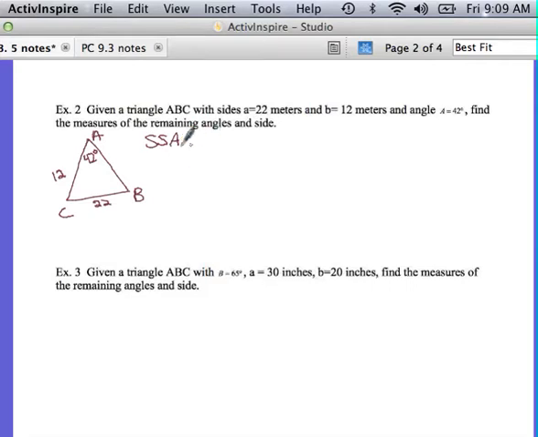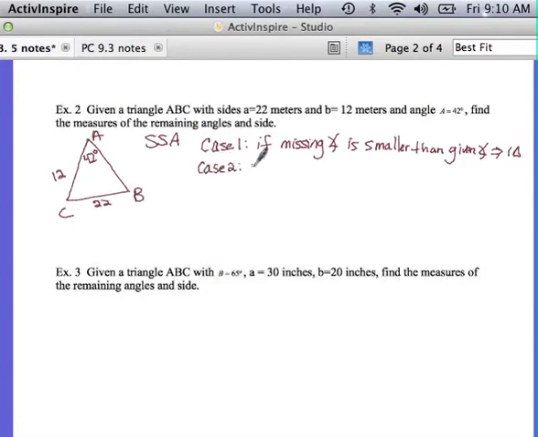If you have side-side-angle, there are 2 cases. Case 1, if the missing angle is smaller than the given angle, you're going to get 1 triangle. And you work through it with law of sines, no problems.